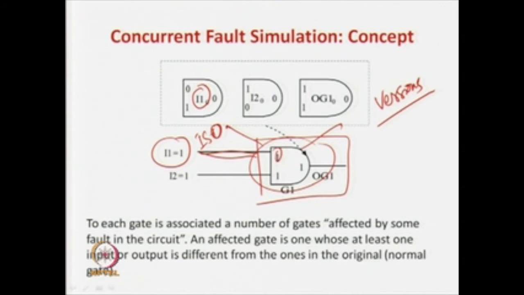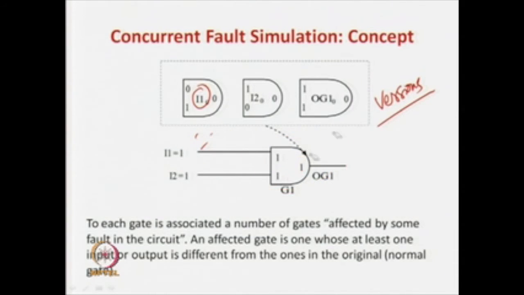So, this net is stuck at 0, so this input will be 0, this is 1 and obviously the output will be a 0. So, this is one fault which is affecting this gate. This information you have to store somewhere. So, this is the gate which is saying that this net is stuck at 0. So, this answer is 0, this is 1 and the output is a 1. So, this is one version of the circuit with a stuck at 0 fault here.